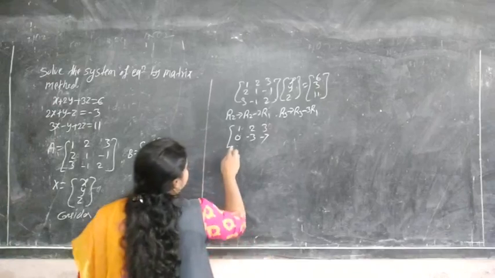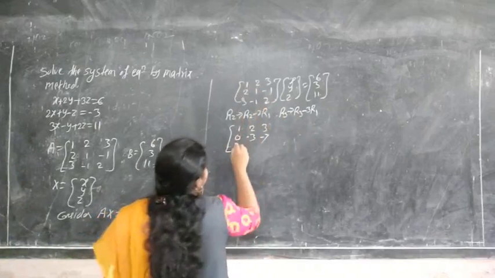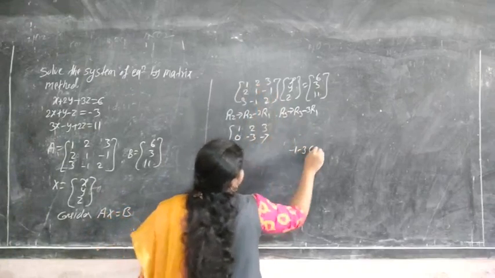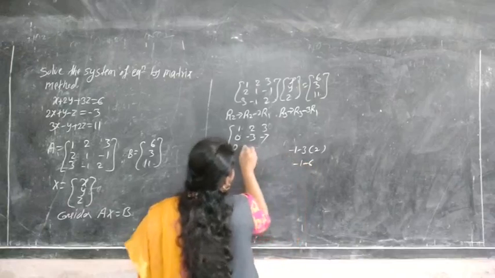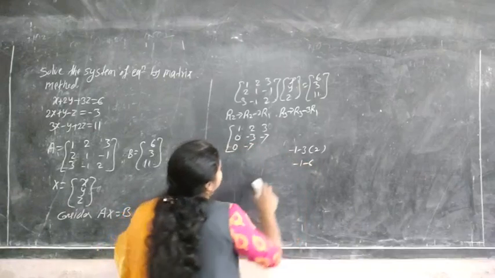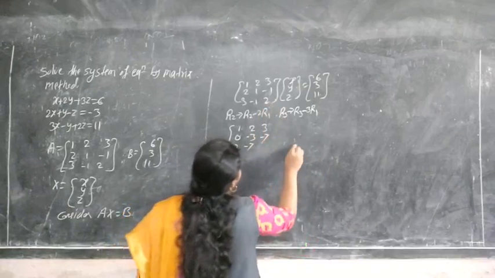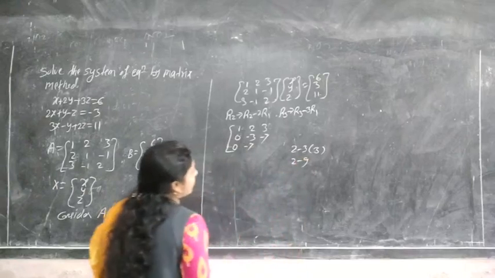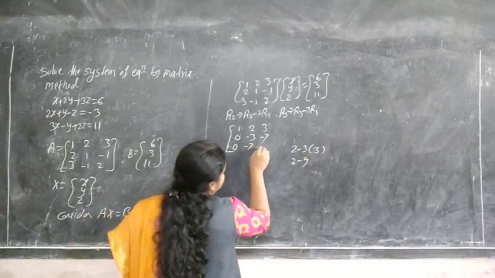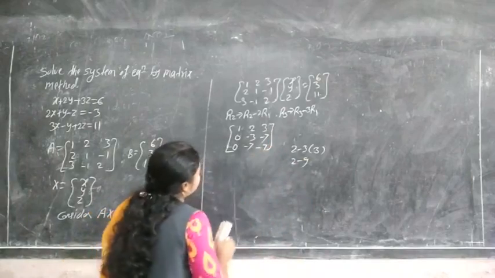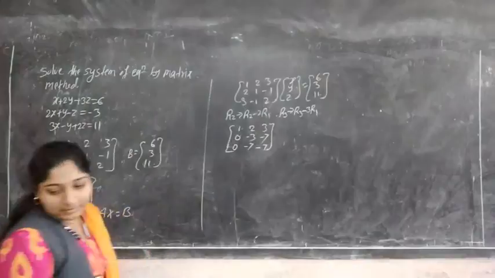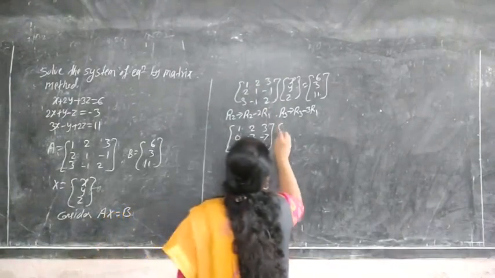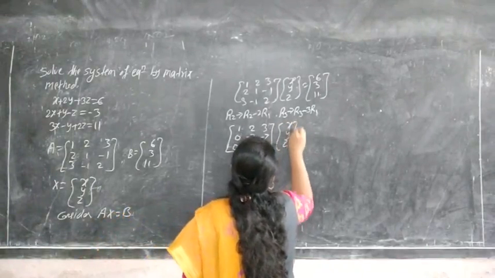Next, apply it to the third row. 3 minus 3, you will get 0. Next, we have here minus 1, minus 3 into 2, so minus 1 minus 6 is minus 7. And next, 2 minus 3 into 3, so 2 minus 9, you will get minus 7. So the rows are 1, 2, 3; 0, minus 3, minus 7; 0, minus 7, minus 7. Correct. Keep the matrix X, y, z as it is.